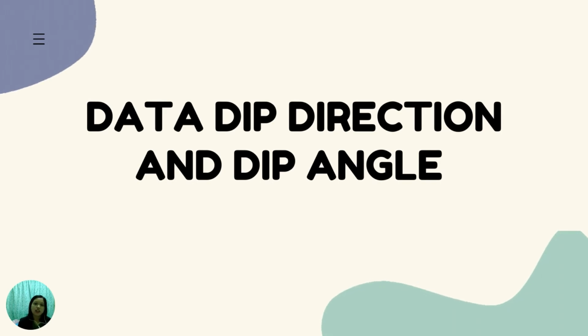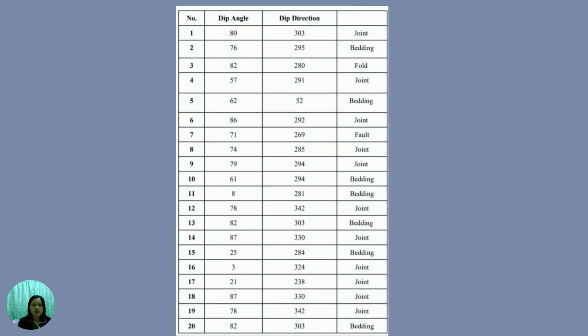And then for this data, we use a Brunton compass to find the dip angle and dip direction. That's all for me. Thank you.